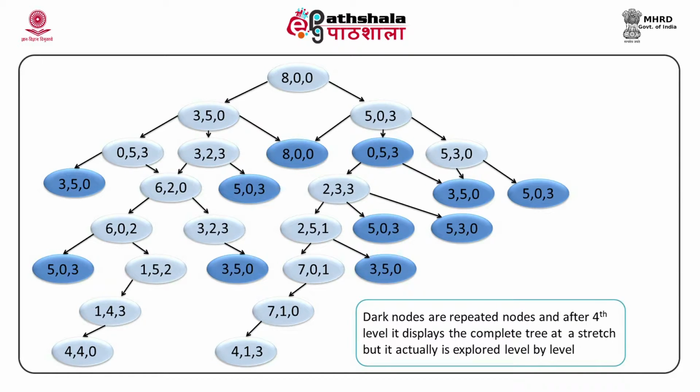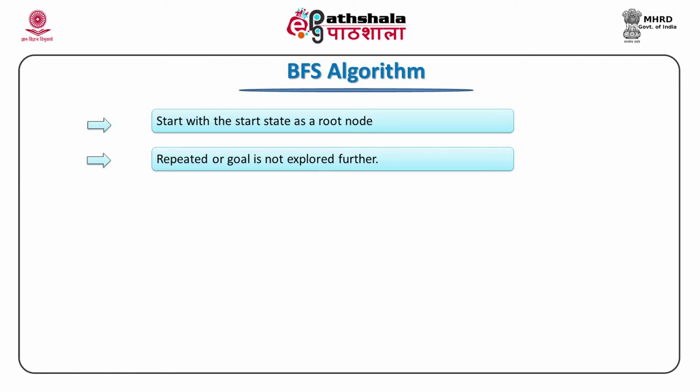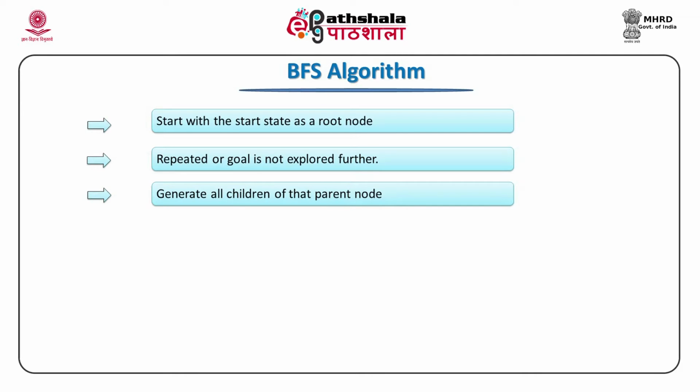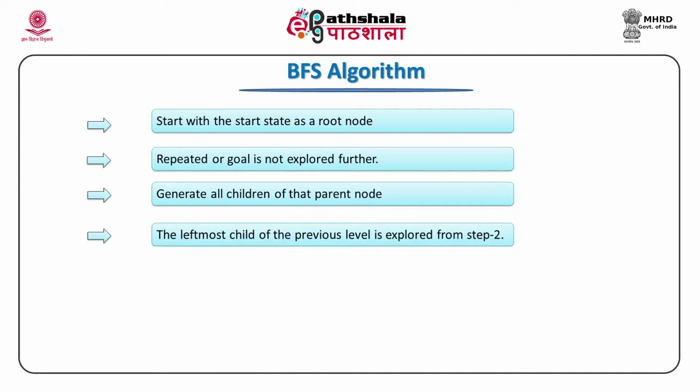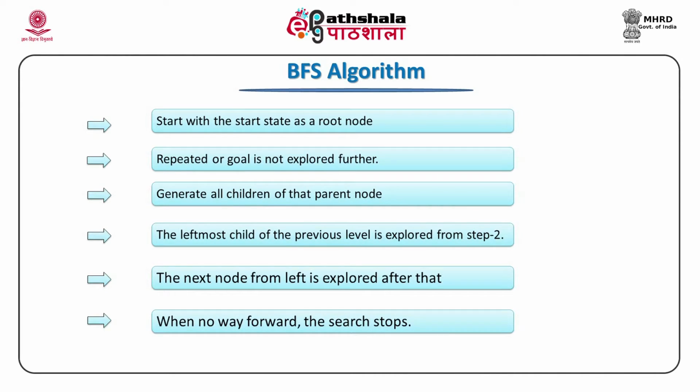Okay. Let us try to understand the algorithm now. It starts with the start state as a root node. Repeated or goal nodes are not explored further. Generate all children of the parent node, and obviously once it is done, it begins with the leftmost child, and all children of that and so on are explored, and it stops when there is no path ahead.